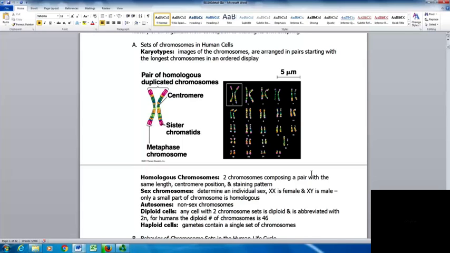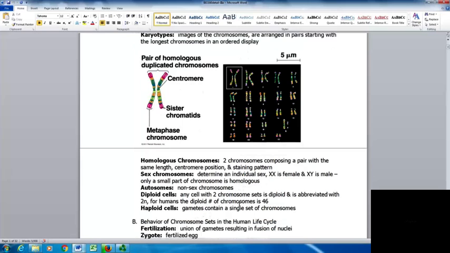Your diploid cells are going to be any cell that has two chromosome sets, and we abbreviate this as 2N. So for humans, the diploid number is 46. Your haploid cells are going to be the sperm and egg, or your gametes. They're going to have just a single set of chromosomes. So for humans, the haploid number is 23.